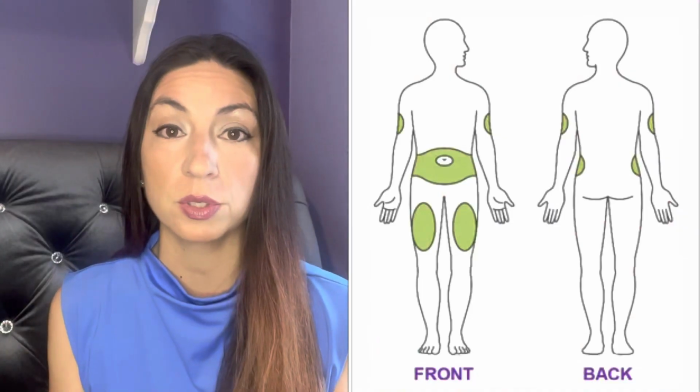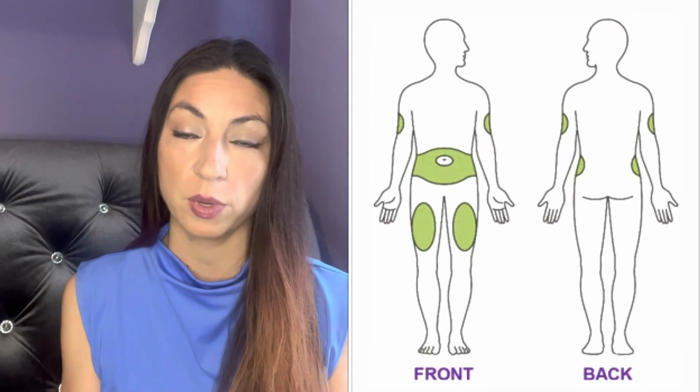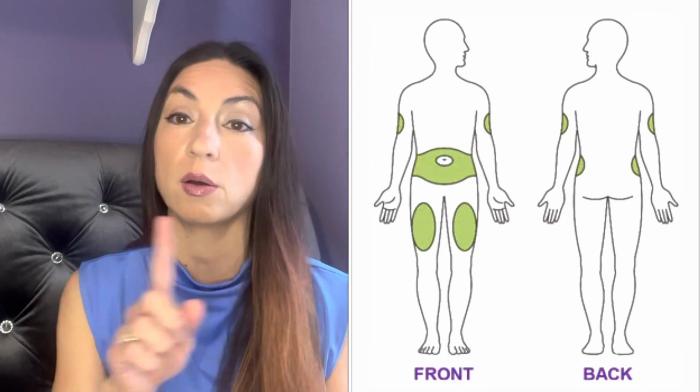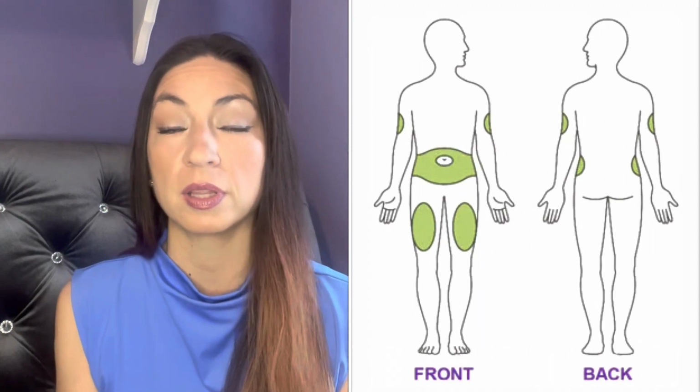There are 3 sites where you can inject Trulicity. One is right around the belly button, at least a couple of inches away from the belly button, but in that entire area, on the backs of the upper arm, or on the front of the thighs.